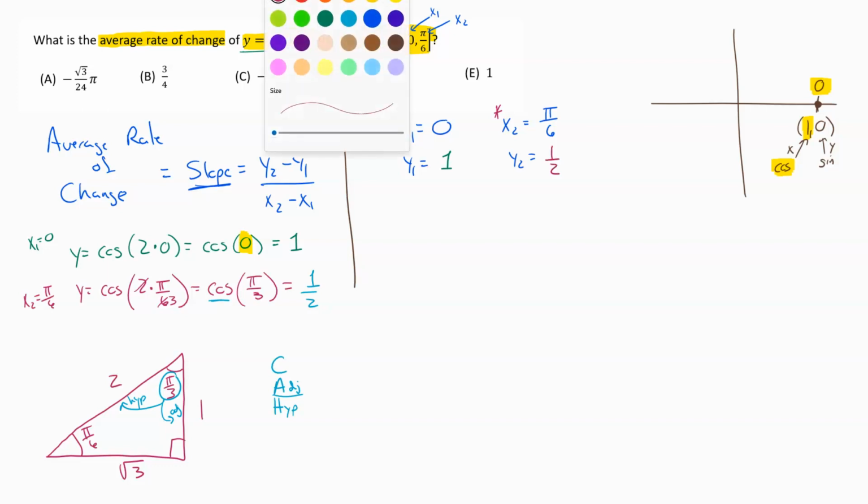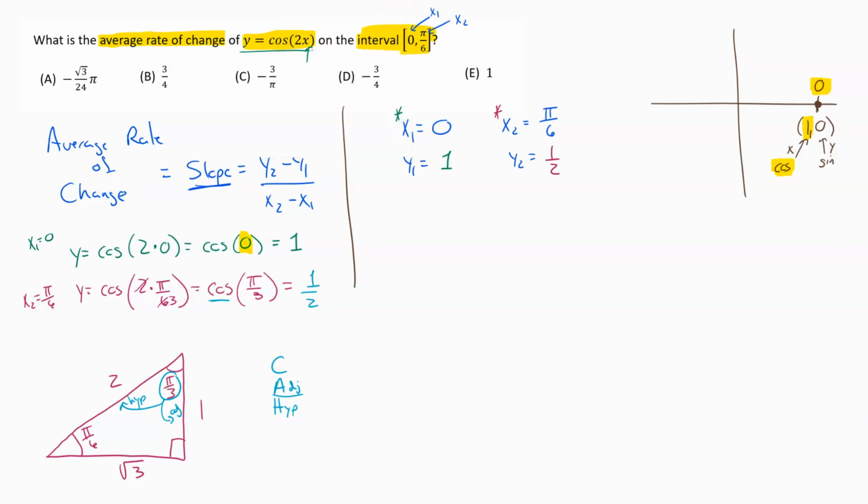Now that we've got our x1 and our y1, our x2 and our y2, we're ready to plug those values straight into our slope formula here. So y2, 1/2 minus y1, which is 1, over x2 pi over 6 minus x1, which is 0. From there, we would start doing this math. 1/2 minus 1, that's going to get us negative 1/2. And then on the bottom, pi over 6 minus 0 is going to leave us with pi over 6.